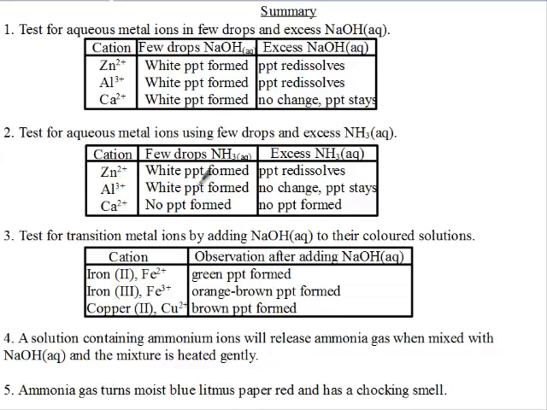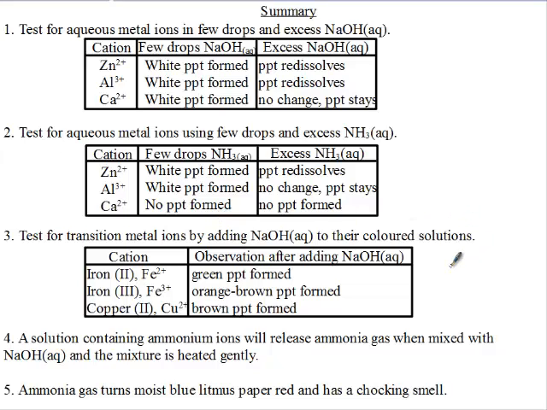Zinc in a few drops of ammonia will produce a white precipitate. The precipitate will redissolve in excess ammonia. Aluminium will produce a white precipitate in a few drops of ammonia. There will be no change. The precipitate will stay when excess ammonia is added. So that is where we identify the difference between zinc and aluminium. The second test gives us our difference. For calcium, no precipitate is formed in both excess and few drops of ammonia.